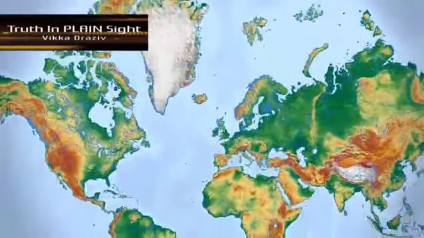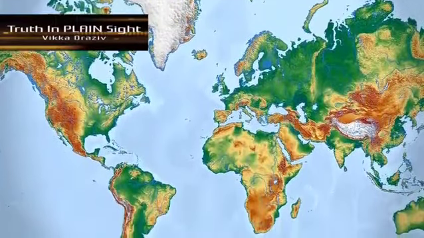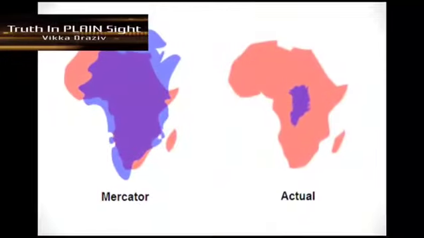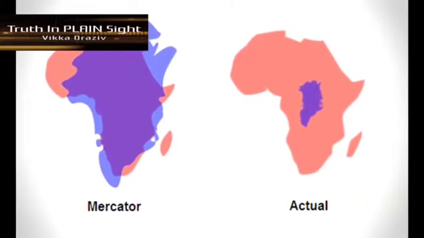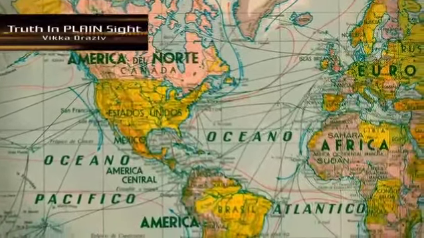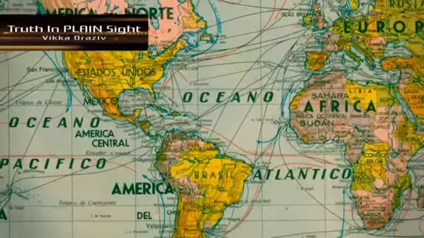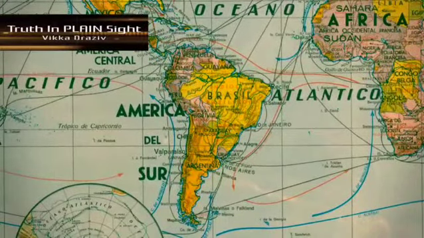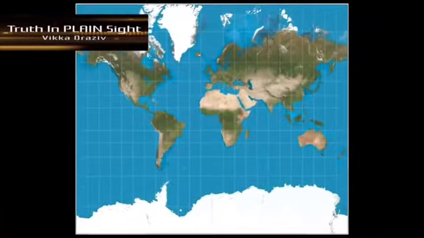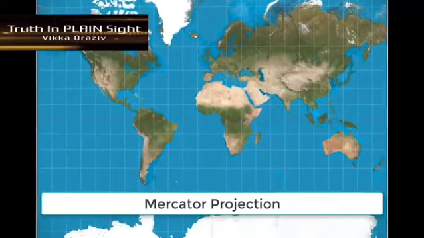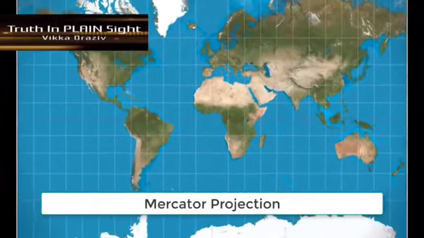Greenland, 2 million square kilometers, the size of Africa, 30 million square kilometers, that is, it is 14 times larger. Alaska appears almost the same size as Brazil, when the area of Brazil is almost 5 times larger than Alaska. The Mercator projection is widely used in navigation, but analysts mention that it is not adequate to represent our world completely due to the distortion of the different areas.